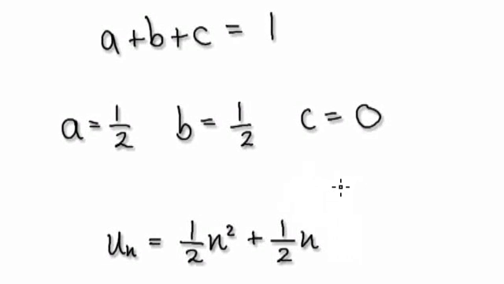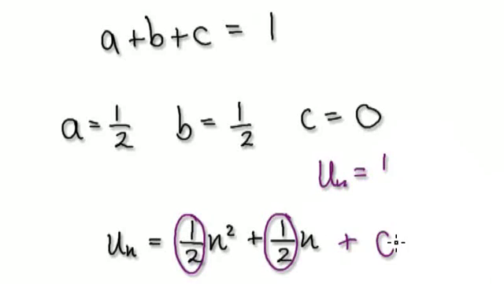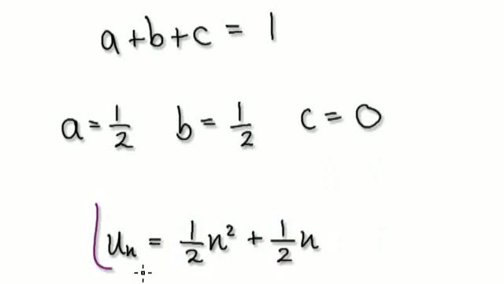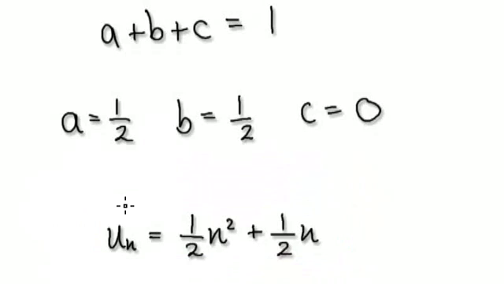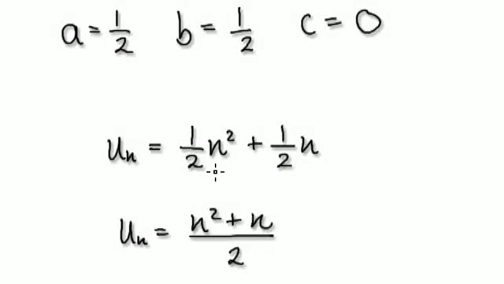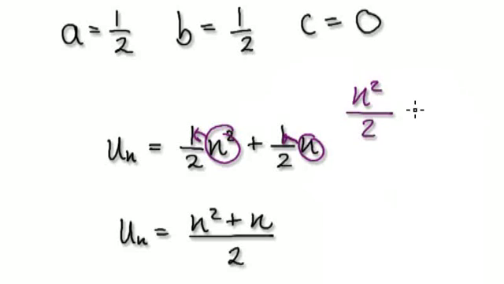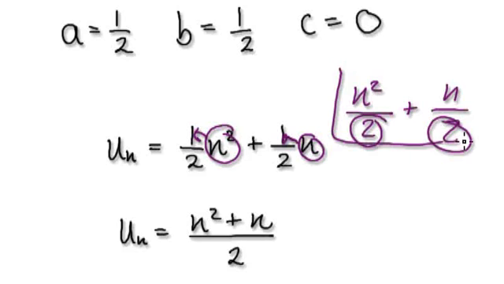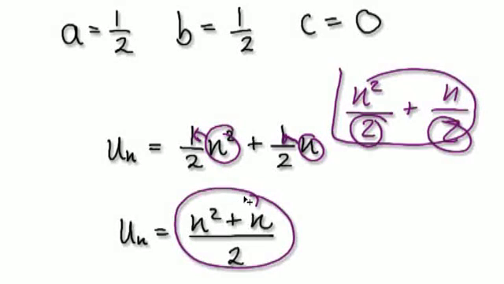So our formula will be in the form of Un equals a n squared plus b n plus c, where this is a, this is b, and our c is actually 0. So overall our formula here will be this. Then if you wanted to, you can tidy this up. This gets multiplied to the top, so it will be n squared over 2. This here gets multiplied to the top, so it will be n over 2. Same denominator, so you can merge the two together. That will then give you this. So that will be our formula.